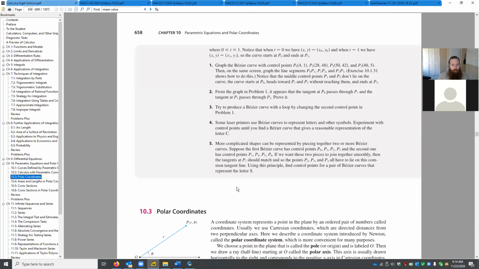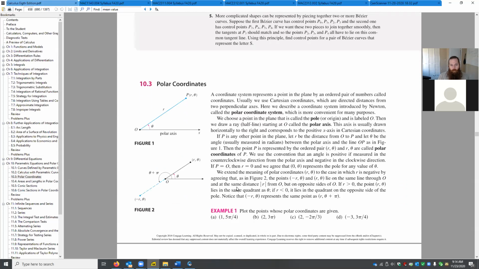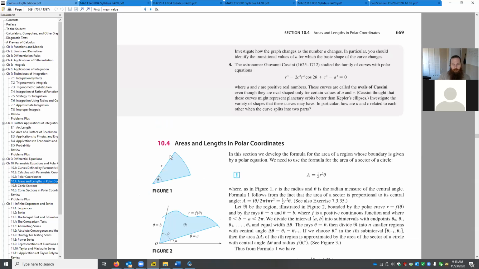Then we're going to move to 10.3, which is talking about polar coordinates. Totally different coordinate system. We're going to talk about how to solve the area problem here, because there are some problems where areas are hard to calculate in the regular XY coordinate system, but easy to calculate in the polar coordinate system, weirdly enough. So that's where we're going. And then the very last thing we're going to do is 10.4 on areas and lengths in polar coordinates. And that's the end of Calc 2.